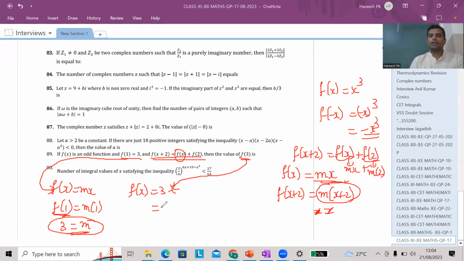When you put 3 for x, f of 3 you will get as 9.